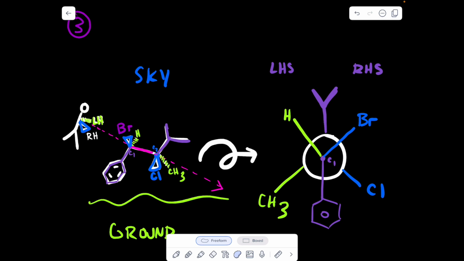So this is a summary of how to draw a Newman projection from a fence post projection. We can also start in a Fisher projection, but that would be a separate video.